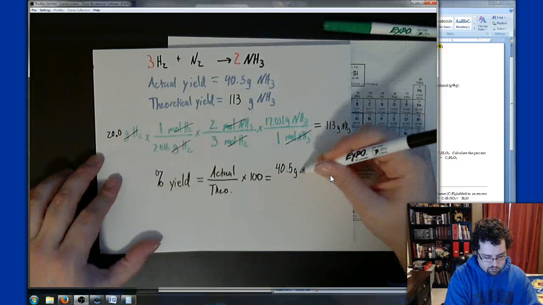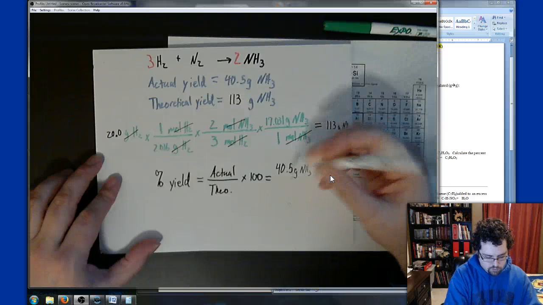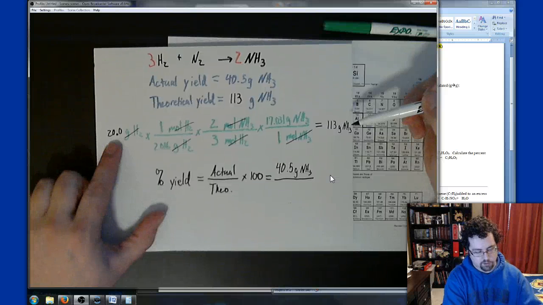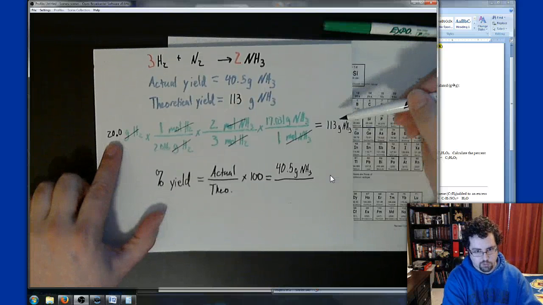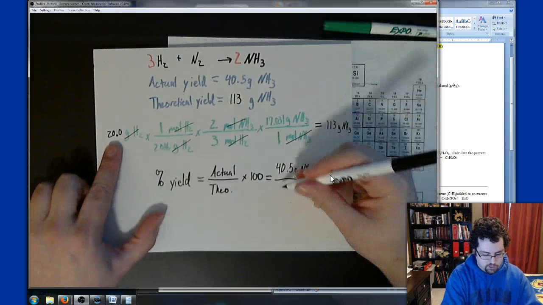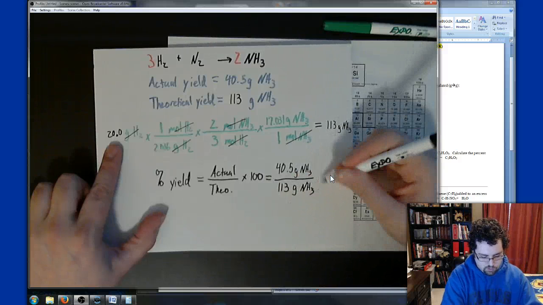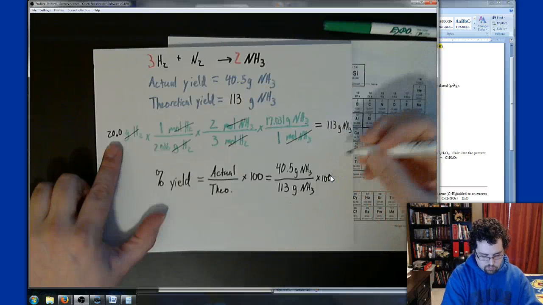Okay, so we're just going to take the actual that we were given in the problem, which is 40.5 grams of NH3, and divide that by what we should have gotten when we reacted 20 grams of H2. We should have gotten, theoretically, 113 grams. We'll multiply that by 100 to get a percentage.